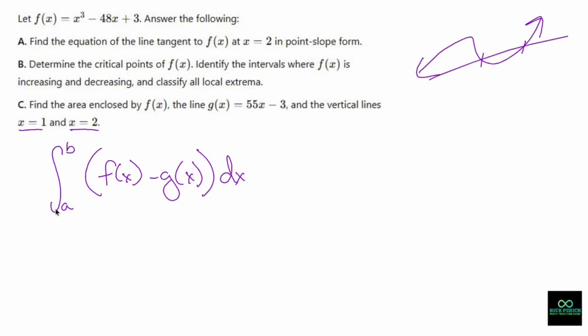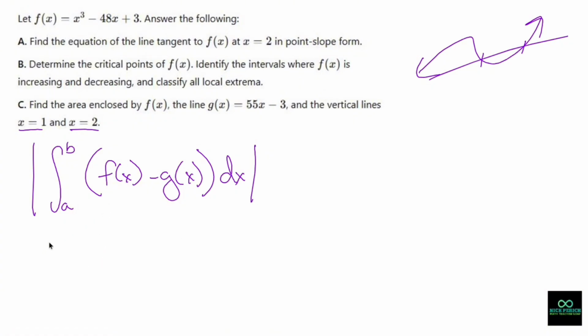Now, here's the thing. I don't know which one's on top. I don't know which one's on the bottom. I mean, according to this picture, it looks like the linear guy is on top, so whatever, who cares? If I get a negative answer, I'm just going to take the absolute value of it, make it positive, and I'm not going to lose sleep.